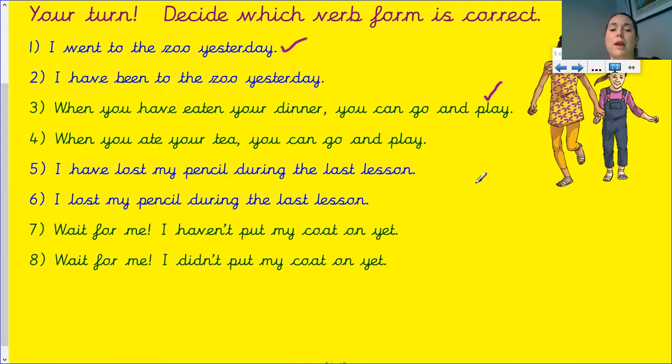I have lost my pencil during the last lesson, or I lost my pencil during the last lesson. Which one is correct? Number six is correct. I lost my pencil. Let's look at 7 and 8. Wait for me, I haven't put my coat on yet. Or, wait for me, I didn't put my coat on yet. The correct one is number 7. I haven't put my coat on yet.